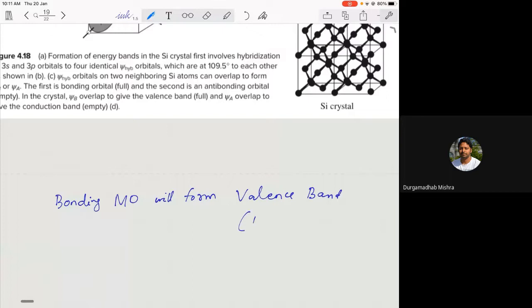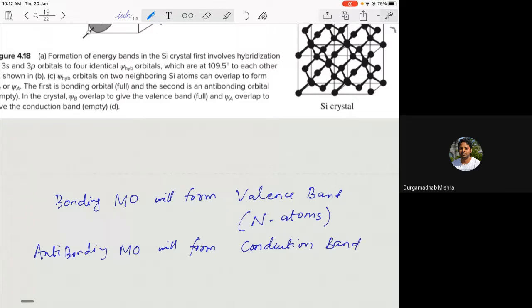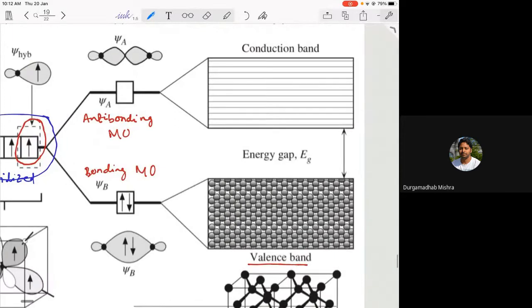When you have n number of atoms, n is normally like 10 to the power 23. And the anti-bonding MO will also split further and form the conduction band. So you have these two bonding and anti-bonding orbitals with different energies, and each bonding molecular orbital energy will split again into n energy states when you bring n atoms together, and that will form your valence band, and the other one is the conduction band.